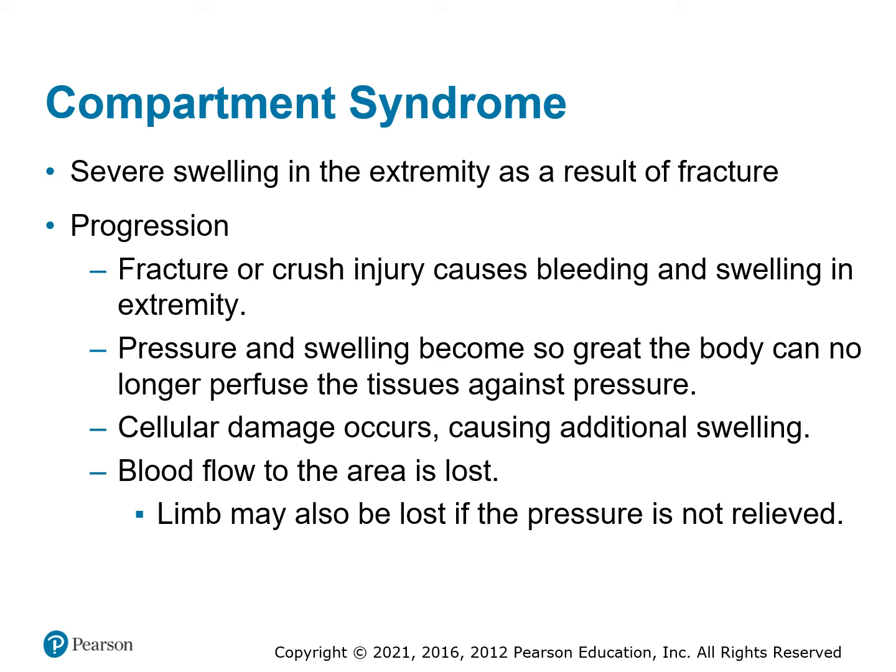So when that happens, just like putting a tourniquet on, that cellular damage can start to occur, which has a snowball effect in the aspect that it's going to cause additional swelling. Now, if blood flow is lost to the area and not restored in a timely manner, just like putting a tourniquet on a patient, that limb may be lost. So what is it that you do?